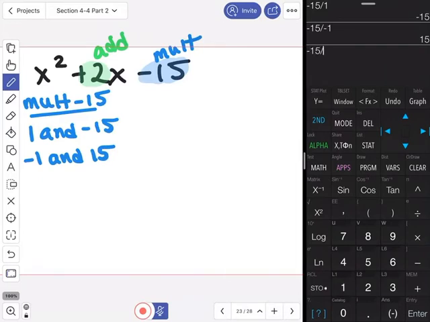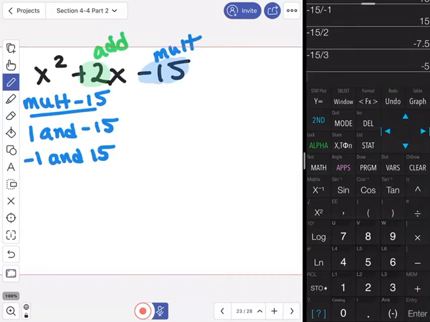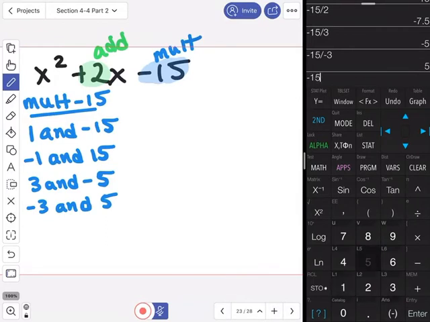Then you can do negative 15 divided by 2. It gives you a decimal, so it doesn't work, neither with the negative version. Negative 15 divided by 3 gives you negative 5. So you have 3 and negative 5. And then if you check the negative version, negative 15 divided by negative 3 gives you 5. So you have negative 3 and positive 5. Then I can check negative 15 divided by 4, which gives you a decimal, so it doesn't work. And the next number we would check would be 5, which is already here, meaning that we've already listed all of our factors.